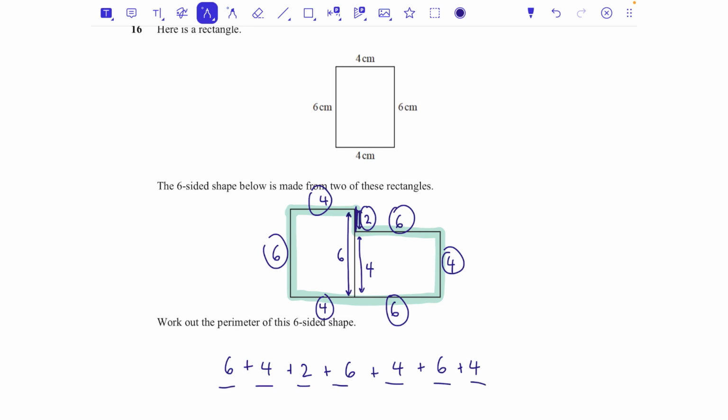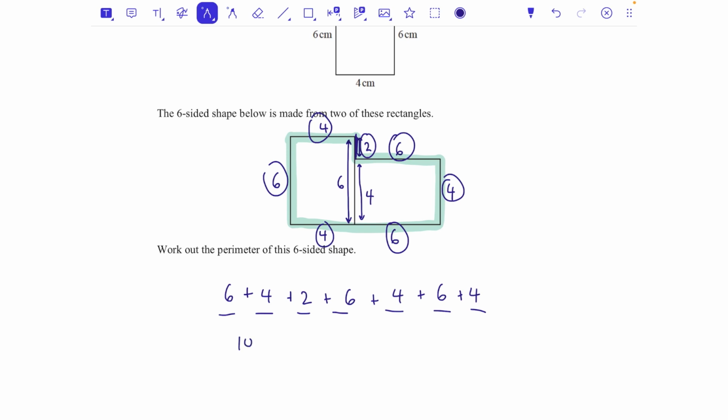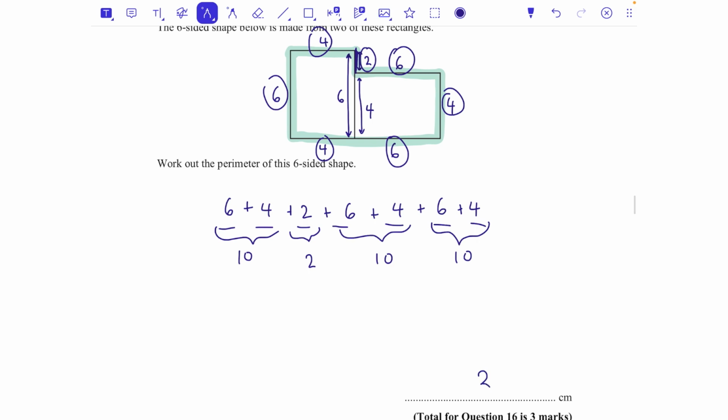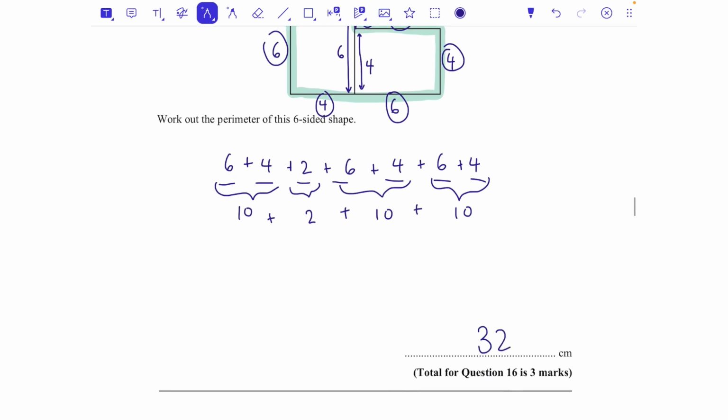And then you're just adding that together. So 6 and 4, that's 10. You could just type this in your calculator. I'm just going to group it to make it a little bit easier. That's another 10 there, and that's another 10 there. And I've got that extra 2. So 10 add 10 add 10, add the 2 is 32. That's your final answer for that one.